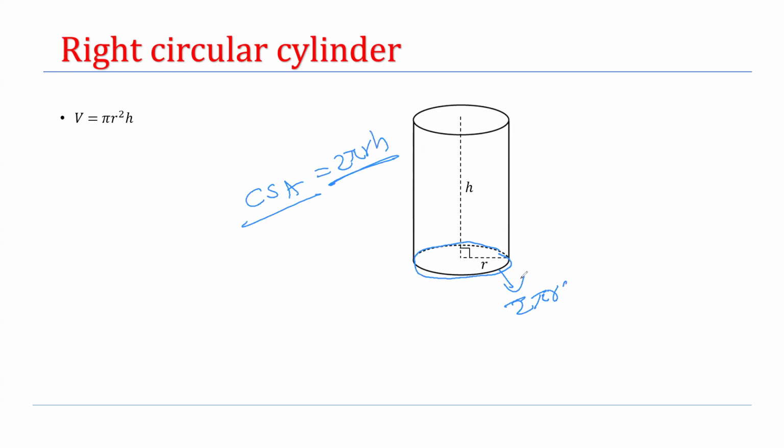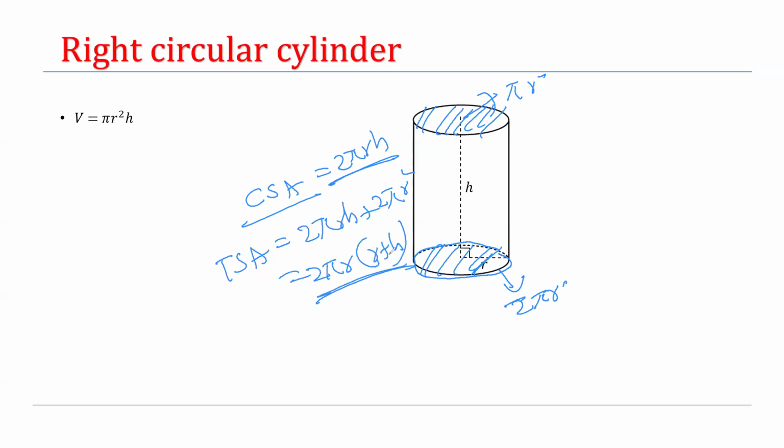Did you understand this part? Yes, sir. This is the circumference of the circle, so the circumference is spread around h length. So CSA will be 2 pi r h. Do you understand that? Yes, sir. Next, total surface area. What about this? We have to add this area and this area. What is this area? Pi r square. So 2 pi r h plus 2 pi r square. Agree? If you take 2 pi r common, 2 pi r into (r plus h). Do you understand this?